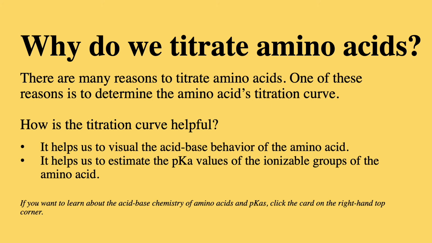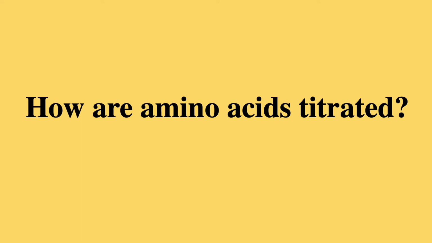Titrating an amino acid allows us to determine the titration curve for the amino acid. The titration curve can help us to visualize the acid-base behavior of an amino acid, and it helps us to determine the pKa values of the ionizable groups of the amino acid. If you want to learn more about the acid-base chemistry of amino acids and pKas, click on the card on the right-hand top corner. How are amino acids titrated?